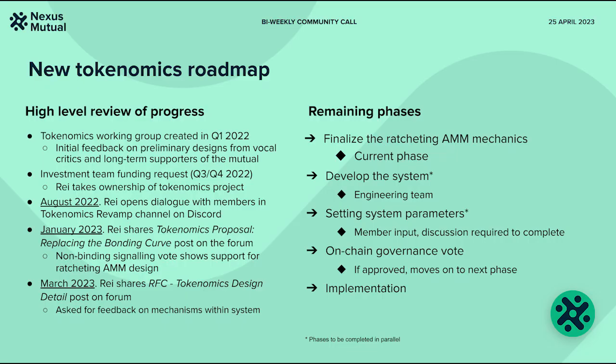So looking at the roadmap, you can find a detailed breakdown in the docs as well, but a high-level review of progress. For those of you who aren't aware, the background is that the bonding curve is what allowed the mutual to bootstrap capital and to allow people to contribute capital to the mutual in exchange for NXM tokens. This worked relatively well for a fair period of time after the protocol launched, but then in about December of 2020, January of 2021, we saw the MCR value dip down to about 100% and kind of hover between there and just under 100%, which means that people couldn't redeem NXM for ETH.